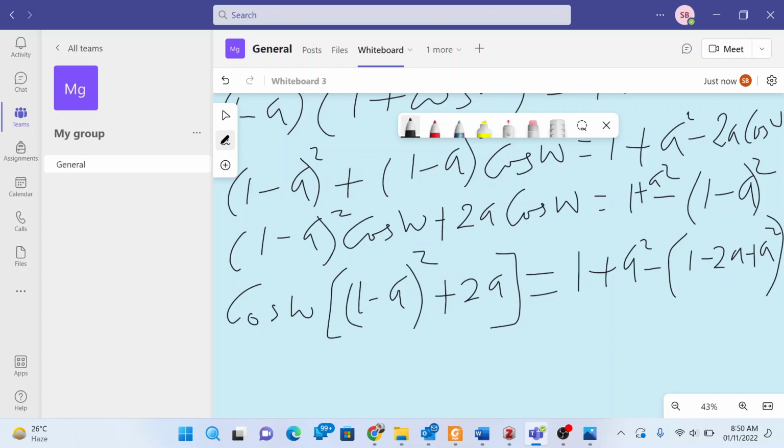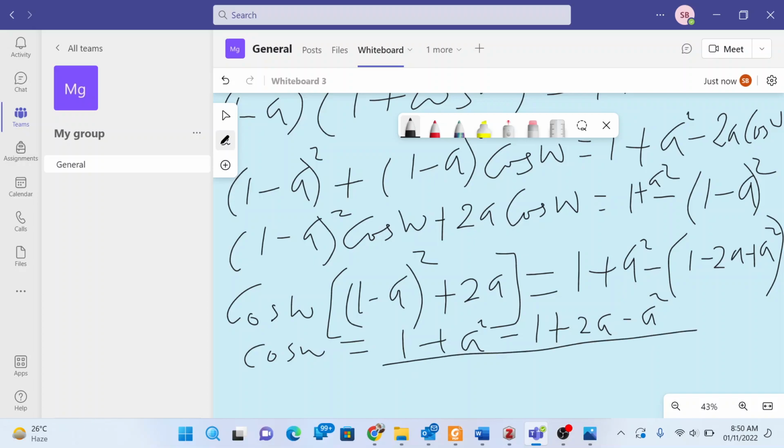right? So this cos omega from here is equal to 1 plus a squared minus 1 plus 2a minus a squared, all over the denominator, which is 1 minus 2a plus a squared once it is expanded.